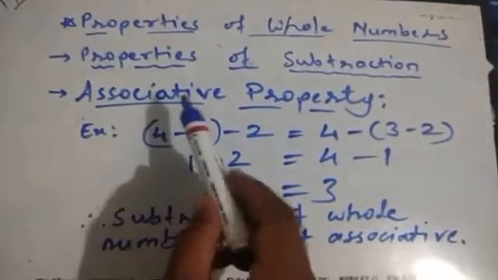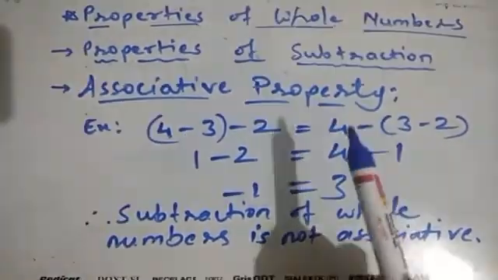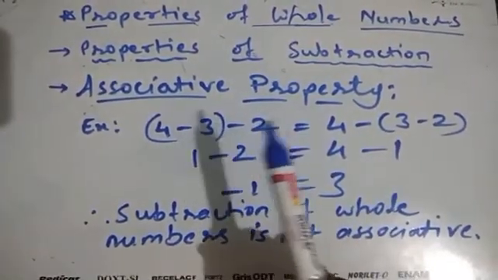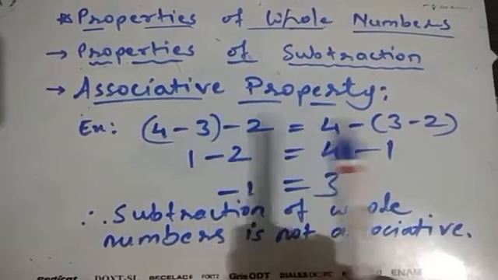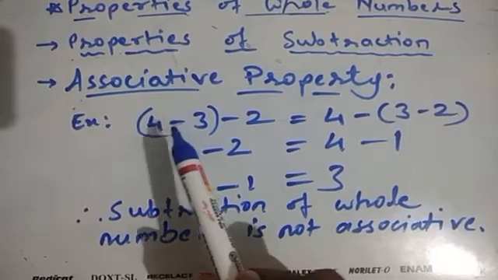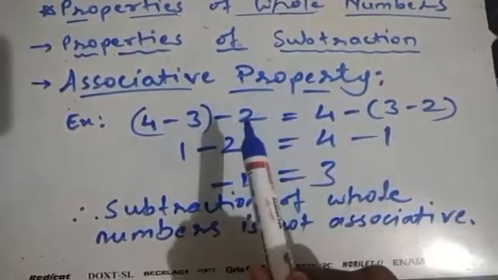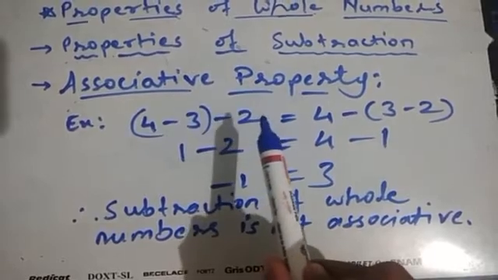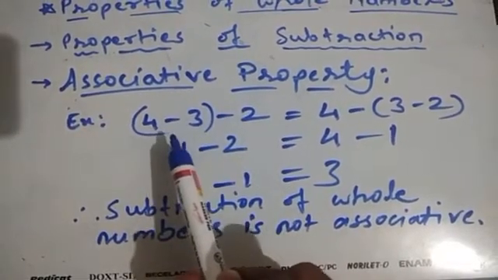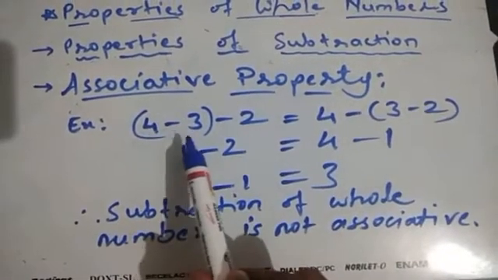Now see here, associative property. In associative property, in addition we discussed that even after changing the groups of numbers, their sum will not change. Let's see what will happen in subtraction. Here I have taken 3 numbers, 4, 3 and 2. Here also 4, 3 and 2. But I am going to subtract the same numbers by making different groups. Here first I will make a group of 4 and 3, and here I will make a group of 3 and 2 separately. Numbers are same, sign is same.